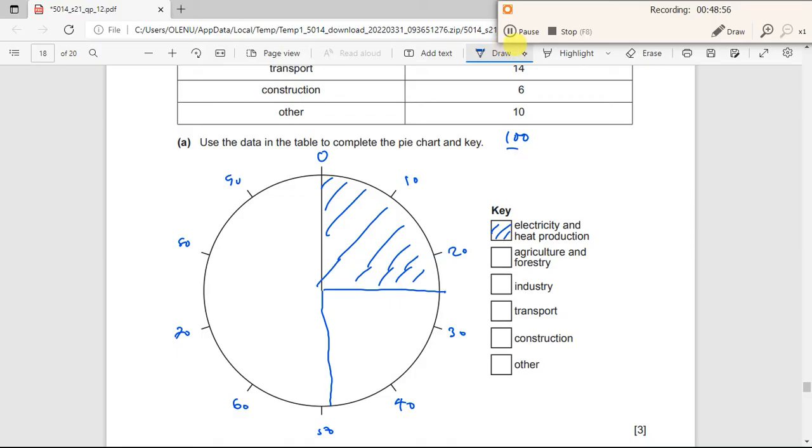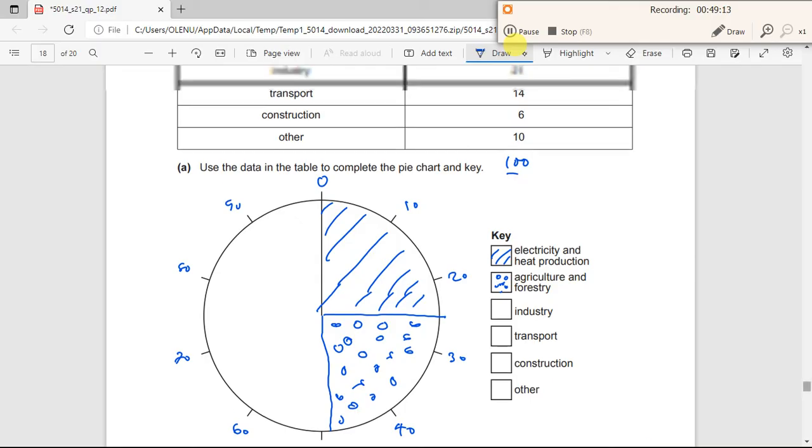Then I have another one here, industry. Industry is 21, so 49 plus 1 gives you 50, plus 20 gives you 70. So that's industry. I can decide to use these straight lines.